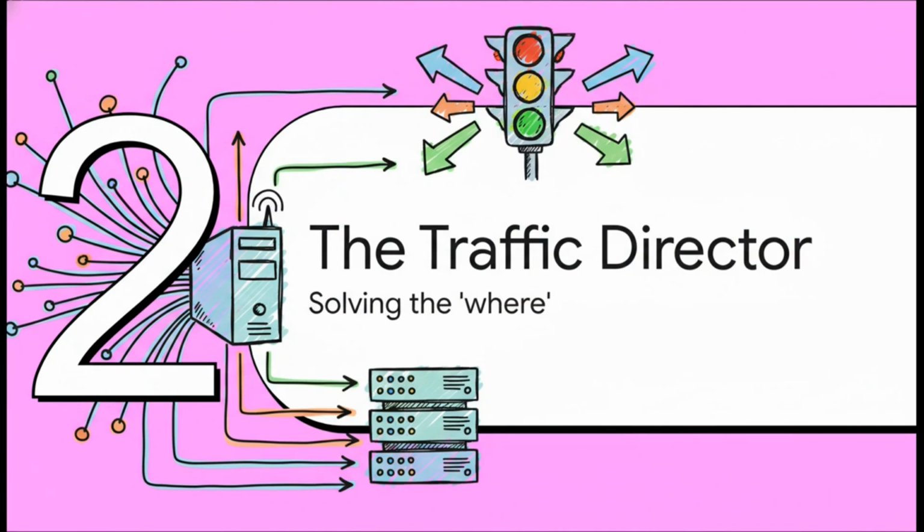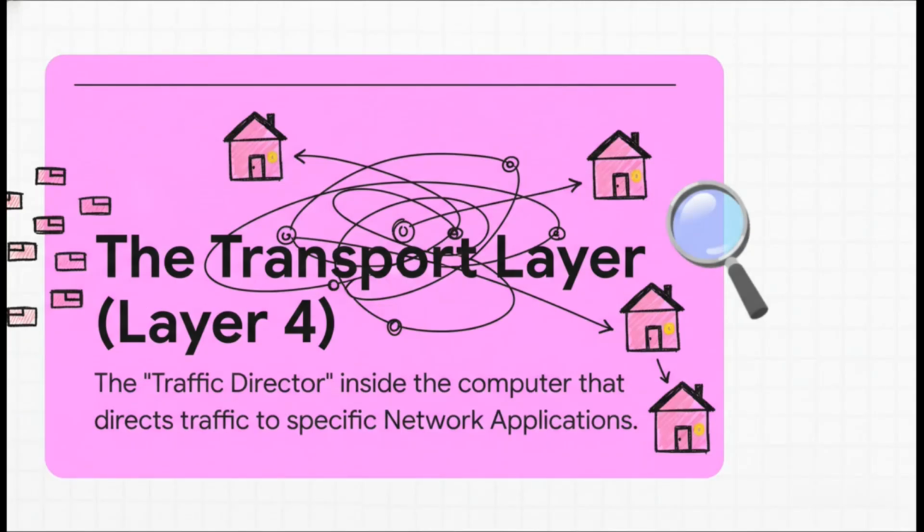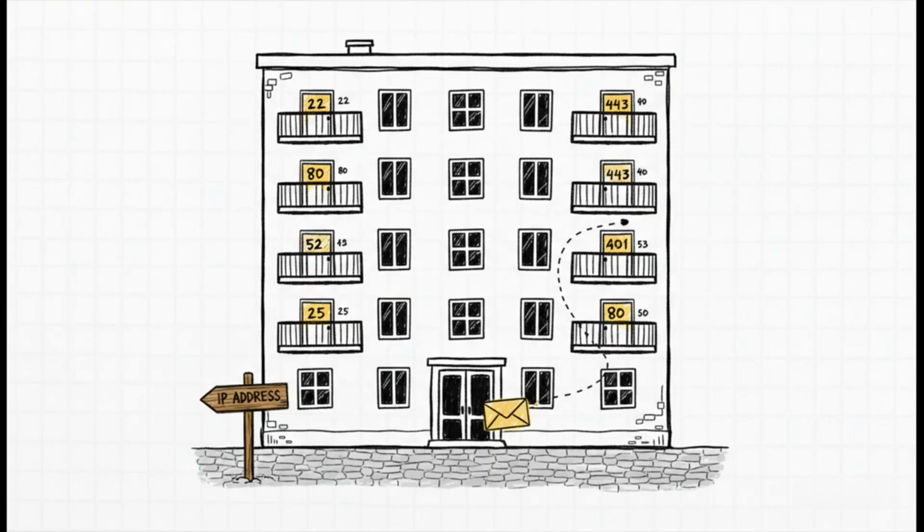Well, the first part of the answer lies in the layer of the network stack called the transport layer. You can think of it as the ultimate traffic director, living right inside your computer, and its entire job is to solve the where. Officially, the transport layer's whole purpose in life is to guide those data packets to the specific application that's supposed to get them. It takes the general delivery that arrives at your computer's main address and turns it into a very specific, targeted delivery right to an application's front door. So how does it pull this off?